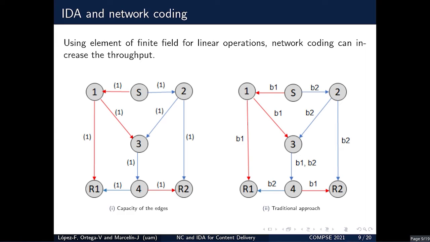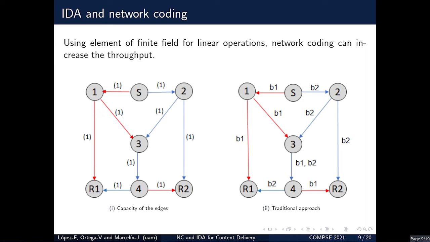Using an element of a finite field for linear operations, network coding can increase the throughput. To illustrate that, the first figure shows a butterfly network, where the nodes work to deliver a packet with a cost per unit of time, so the capacity of the channels is 1. The second figure shows the objective of sending 2 packets inside the network.